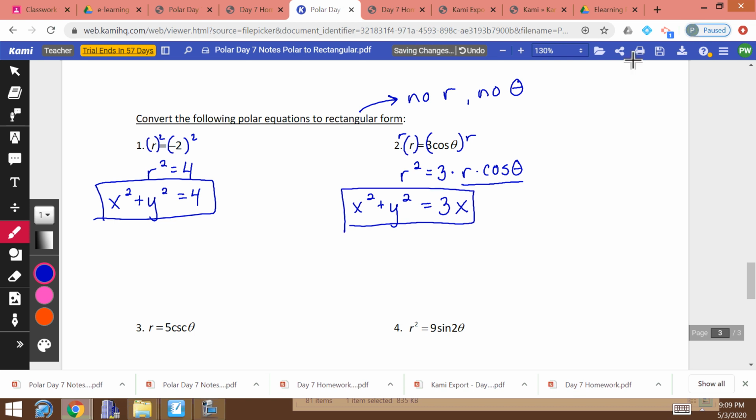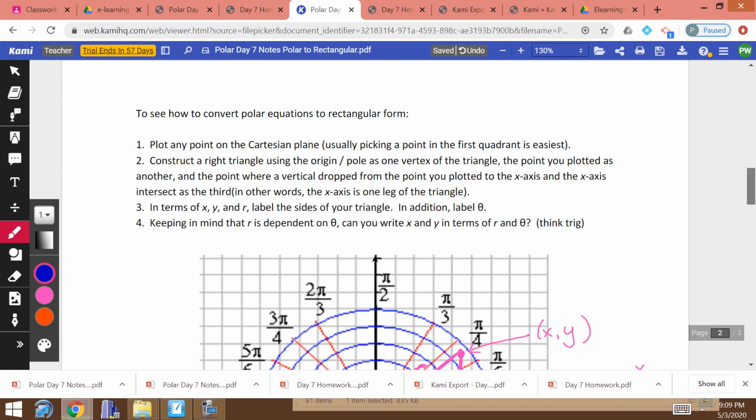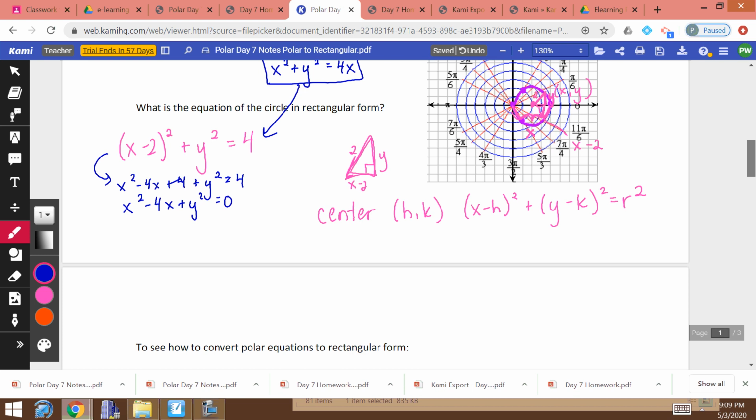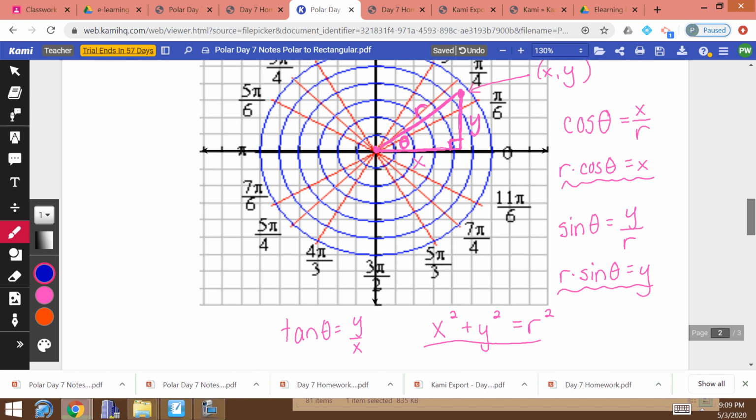Now, could you rearrange this? Could you reorder this? Yes, you could. You could subtract the 3x and set it equal to 0. If you wanted to get it into that standard form for the circle with the center with the h, k and all of that in there, you would have to do completing the square.